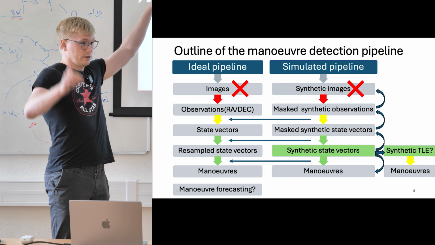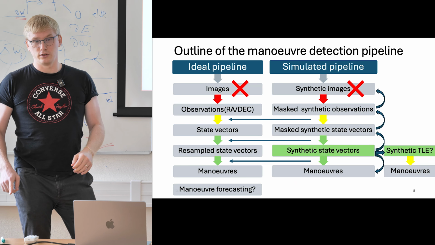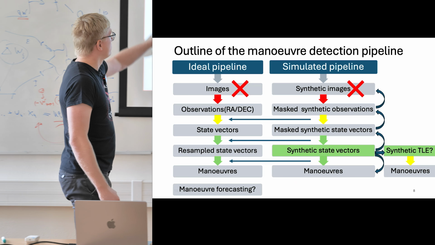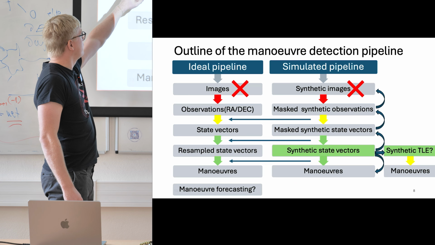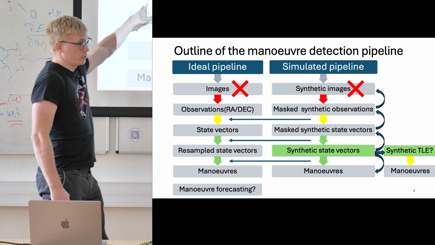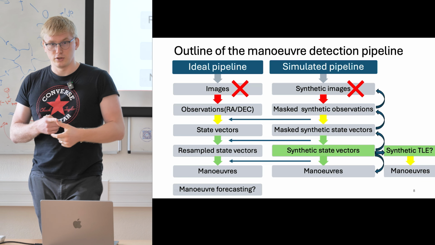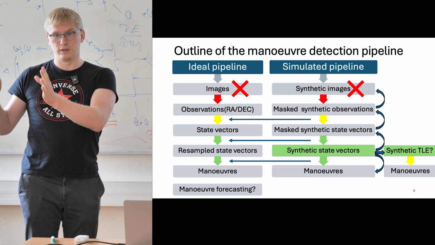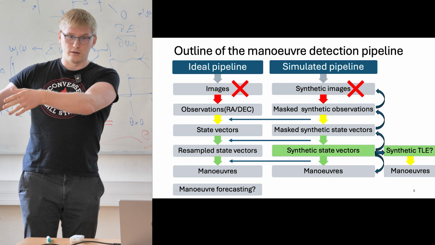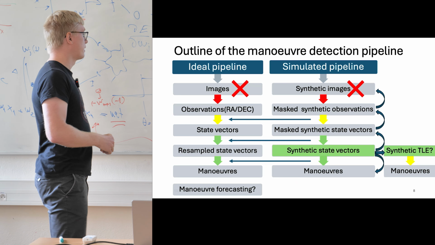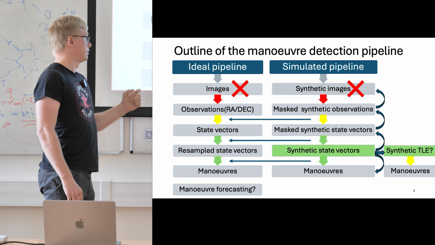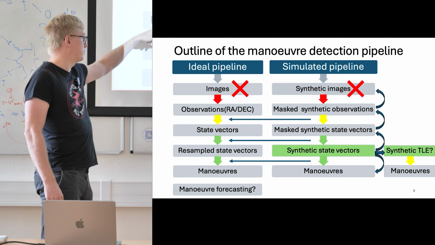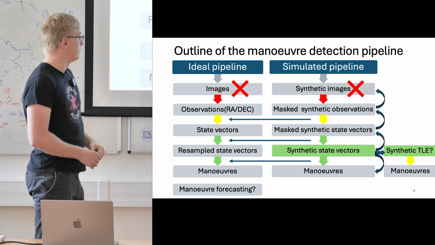So first they take images of the sky. They measure right ascension and declination, which are basically two angles that tell you where the satellite is. From this, they run something called orbit determination to produce state vectors. This is basically position and velocity, and position and velocity can also be expressed as orbital parameters: semi-major axis, eccentricity, etc. And these observations are highly irregular, so you need to resample them, and then you can detect maneuvers.